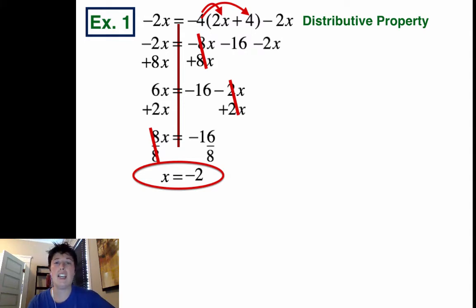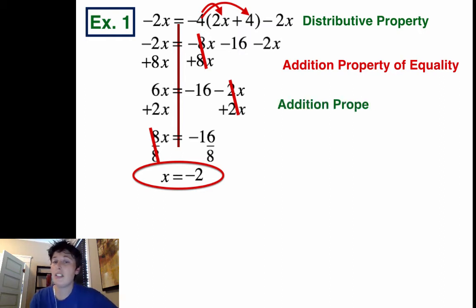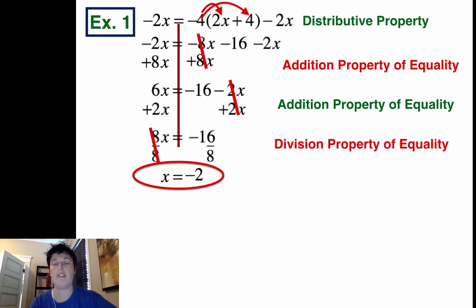When we added the 8x, that was the addition property, because we're adding to the left and the right side. So addition property of equality. When we added the 2x, it's the addition property again. And then the last step, when we divided by 8, that's the division property of equality. So it looks like we used 1, 2, 3, 4 properties. So a lot of teachers would say, hey, this was a 4-step problem.